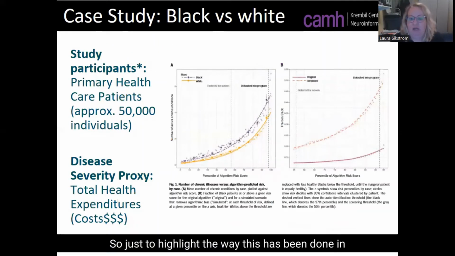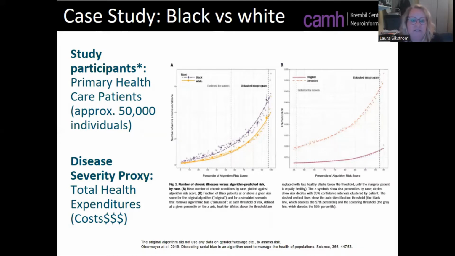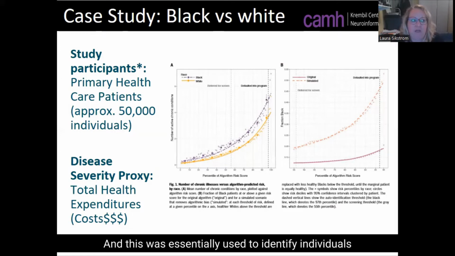So just to highlight the way this has been done in the fair AI field is this great study by Obermeyer and co. that many of you are probably familiar with, which looked at a risk assessment algorithm in insurance. And this was essentially used to identify individuals who required further follow-up for complex care. And this algorithm used total health expenditures as a proxy for disease severity.